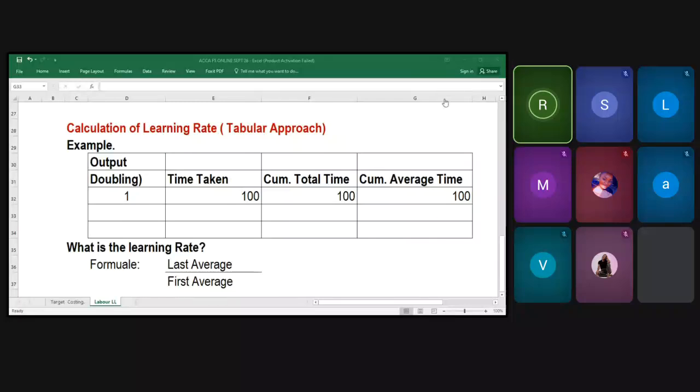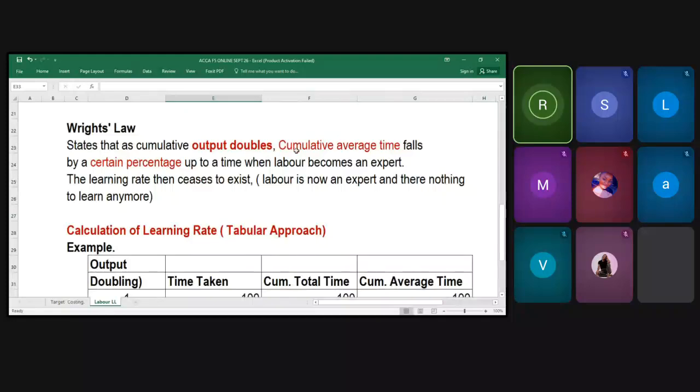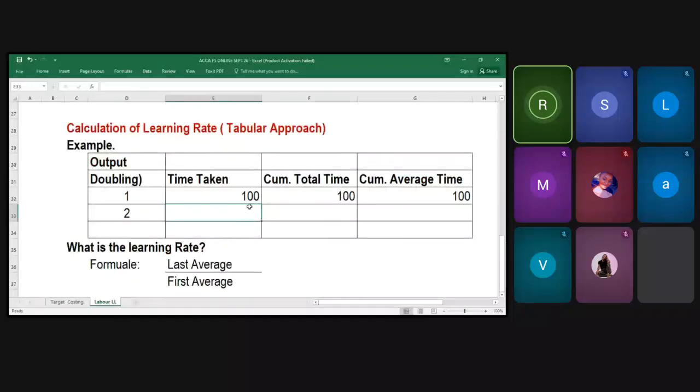There is a good observation from one of my former students: on top there, the time does not change. 100, 100, 100. That was good. And then we double from 1 to 2. Time taken for the second unit, because from Wright's law, as cumulative output doubles, the time should fall. So this is going to be 90.